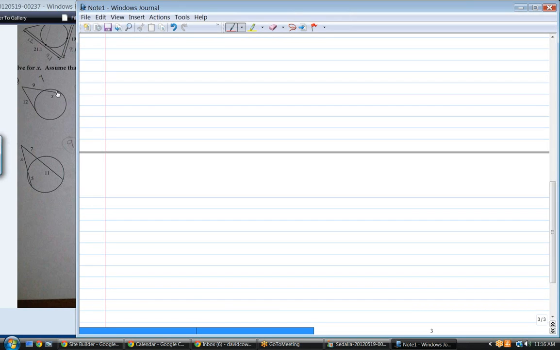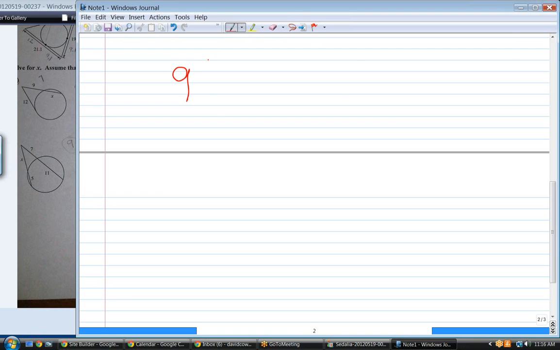Here we have the intersection of a tangent line and a secant line. Oh, so it's... is it 9x is equal to 12 squared? No. When you're outside the circle, it's always this piece times the whole thing.